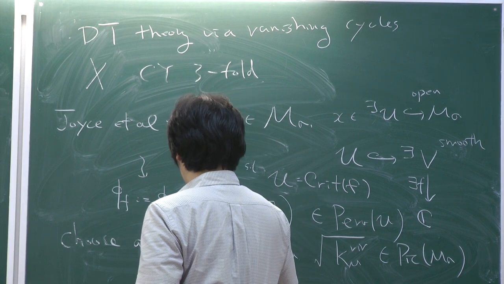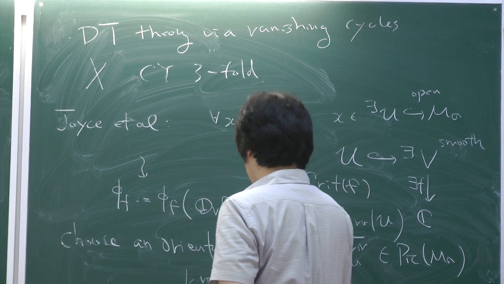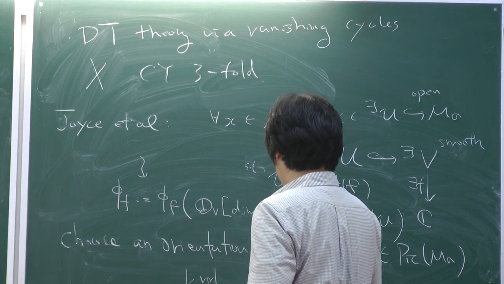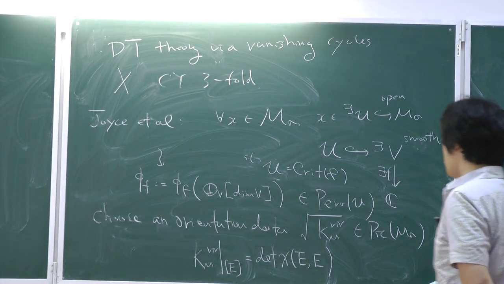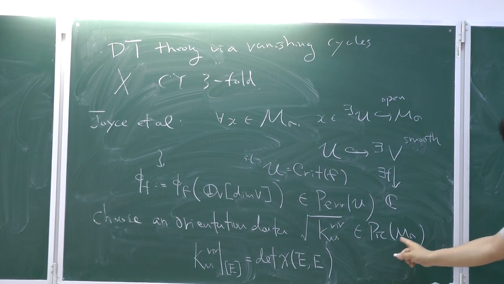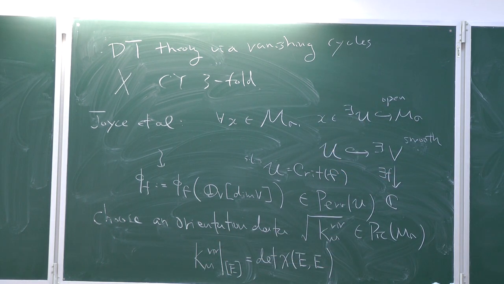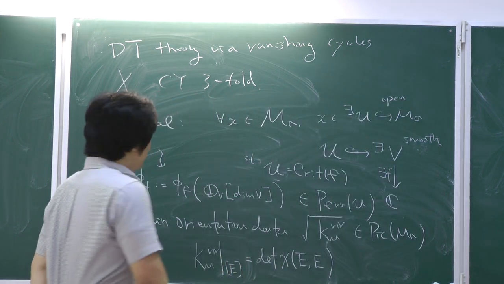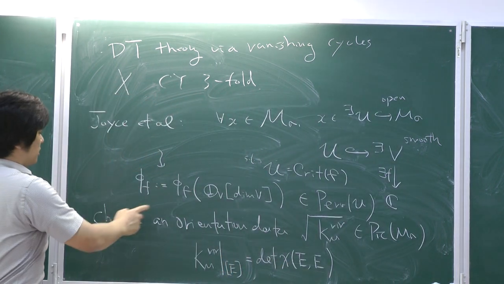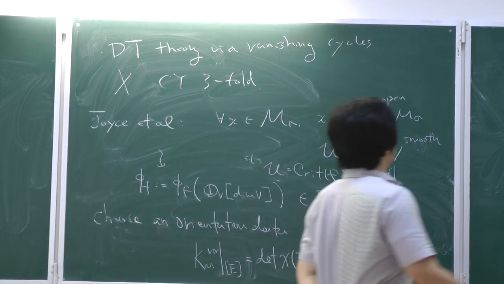For each sheaf or object E, the fiber is given by the determinant of chi of E, E. So on any moduli space, we have a canonically determined line bundle, which is called the virtual canonical line bundle. If we fix a square root line bundle of this virtual canonical bundle, then we can construct a certain gluing of this locally defined perverse sheaf to a global perverse sheaf.